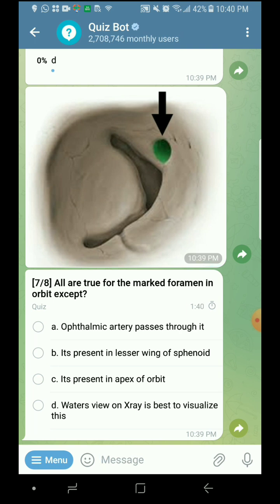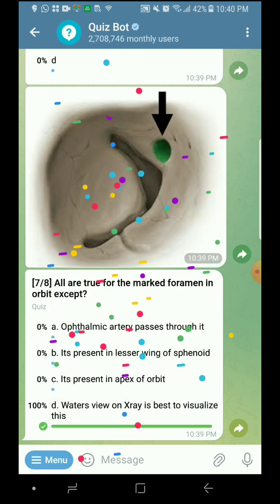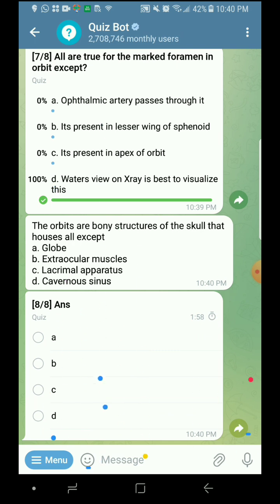Apex is the posterior part. And a radiology question. You should know the ABC from ophthal, and from radiology you should know the Rhese view is for the optic foramen. Waters view is the answer here. Waters view is for the maxillary sinus.